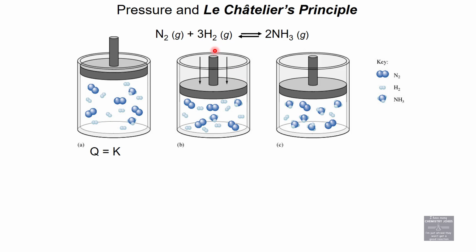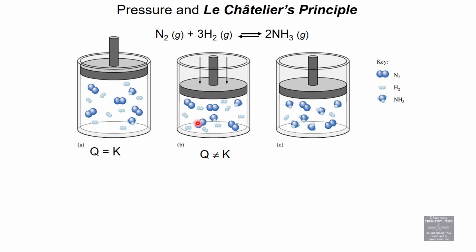If I push that piston down, what I'm doing is the pressure inside the system gets greater because I shrunk my volume. You may remember that pressure and volume are inversely related. So I decrease my volume, which increases the internal pressure of the system.